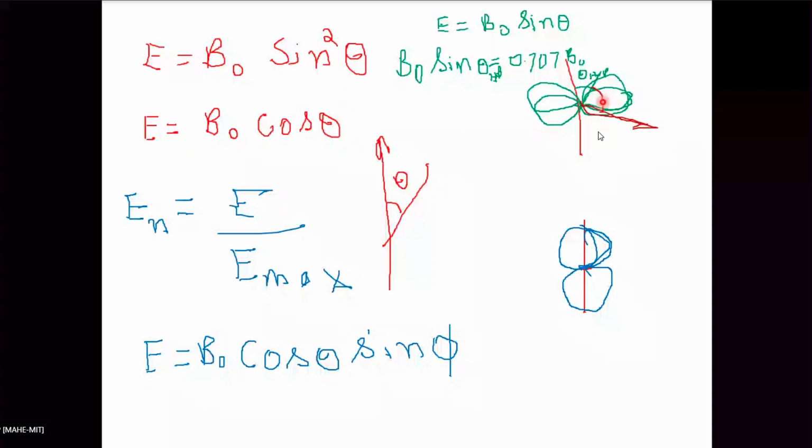This is the direction of maxima, 90 degrees. So it is 90 minus 45, times 2. Okay, sir. Got it? So similarly for cos theta, tell me what is the half power point?